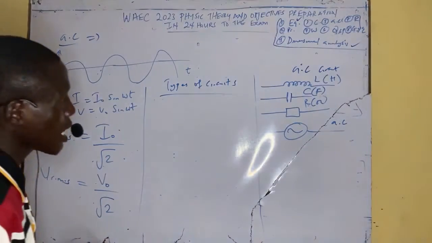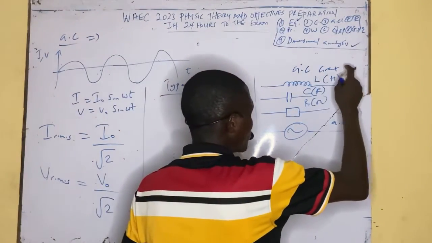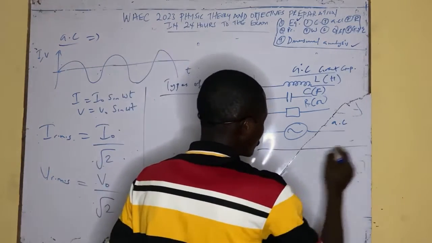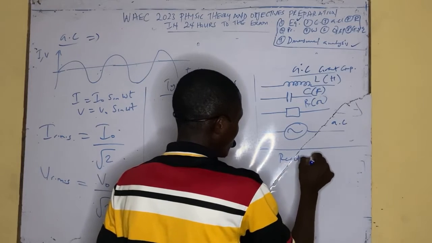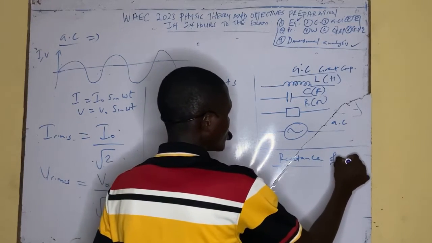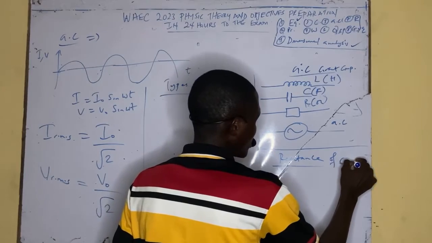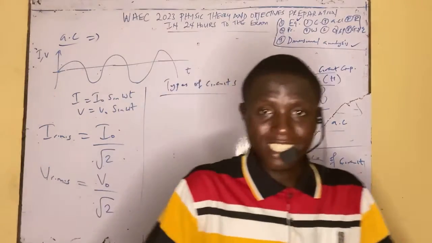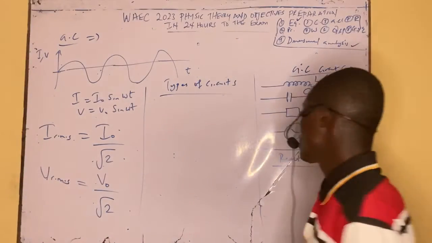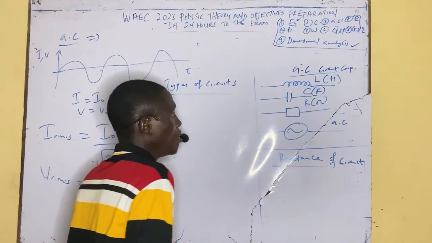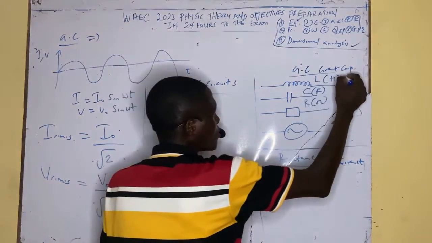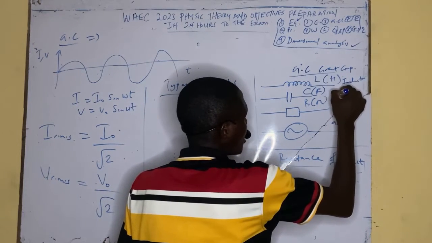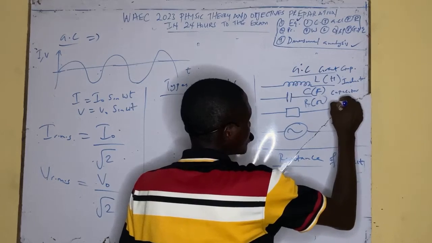So there are different types of circuits. In AC circuit components, just as we have resistance, we also have reactance, the reactance of a circuit. The reactance is of two types, based on the inductor and the capacitor. This is the inductor, this is the capacitor, and this one is a resistor.